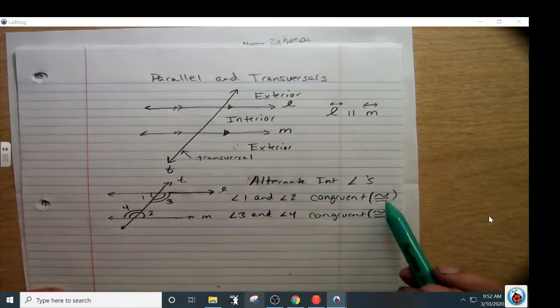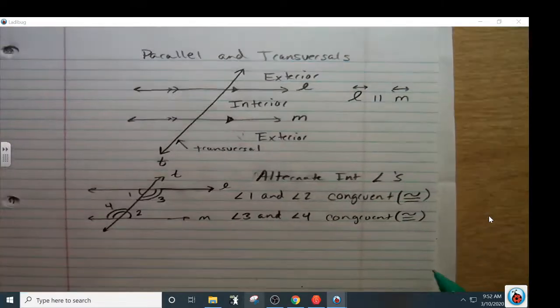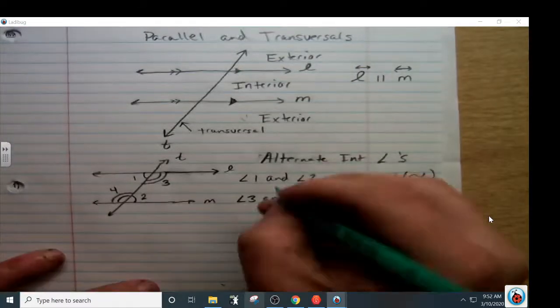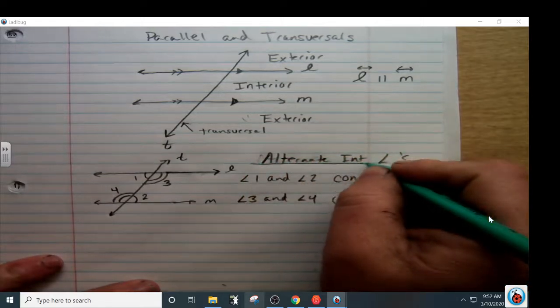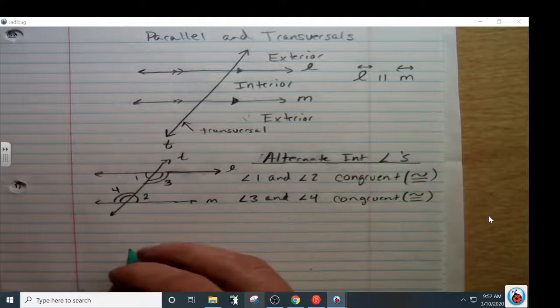It's got a squiggly line with two lines. All right, guys, so that's the first angle relationship we're going to talk about. Now, let's talk about the next one.